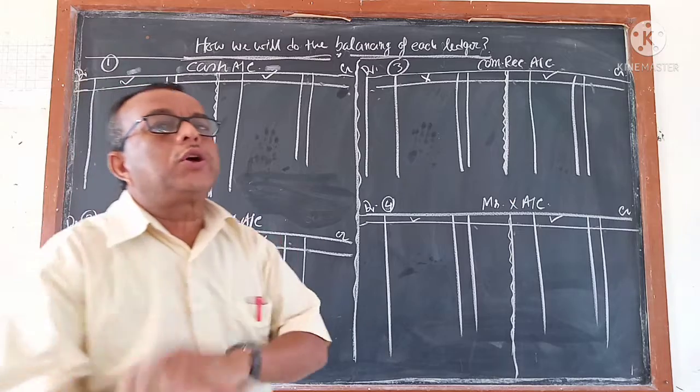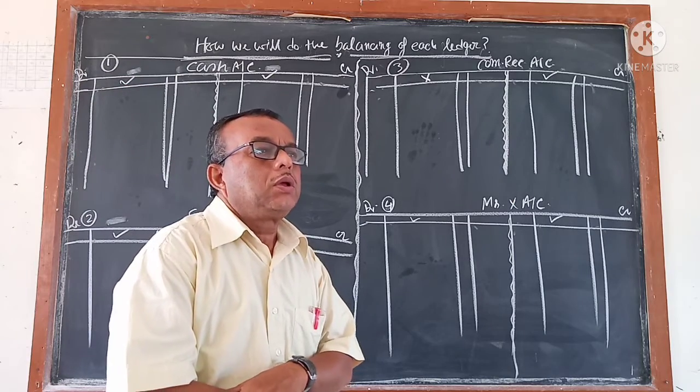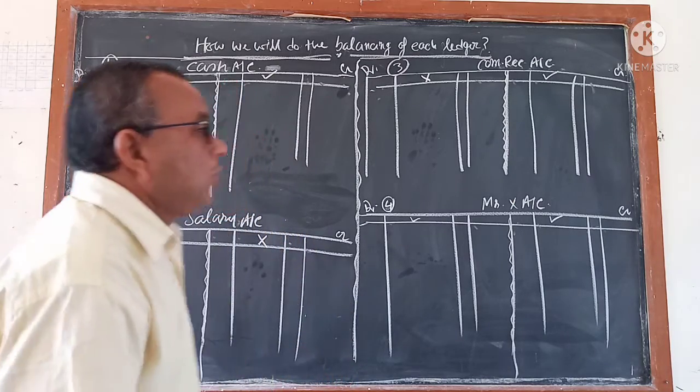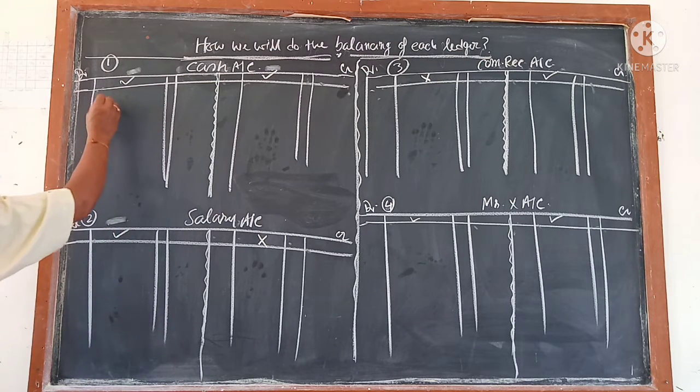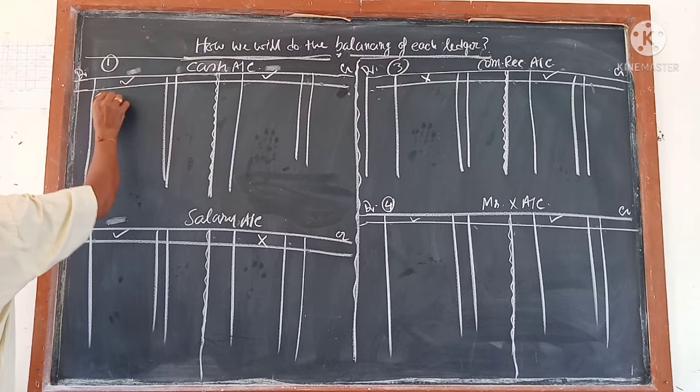Now I want to show you how you do the posting from the journal. Suppose this is the cash account. In the cash account, first we write to balance b/d.